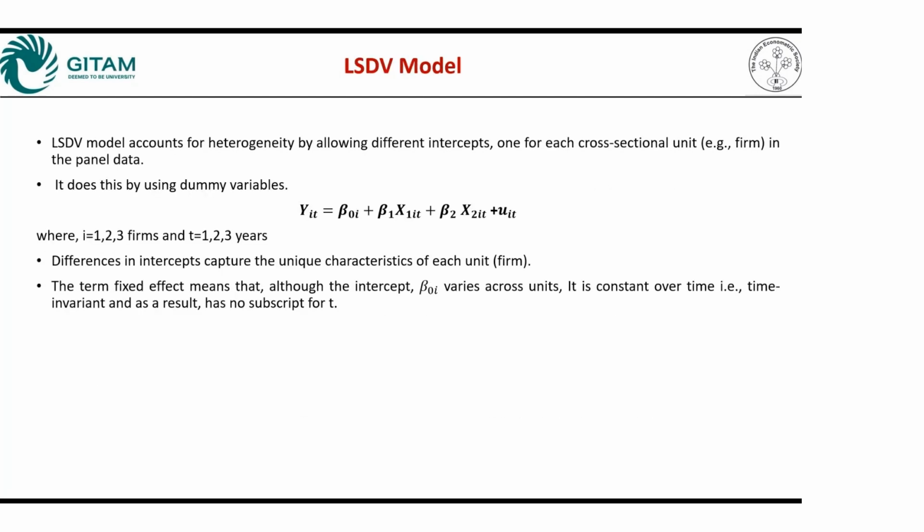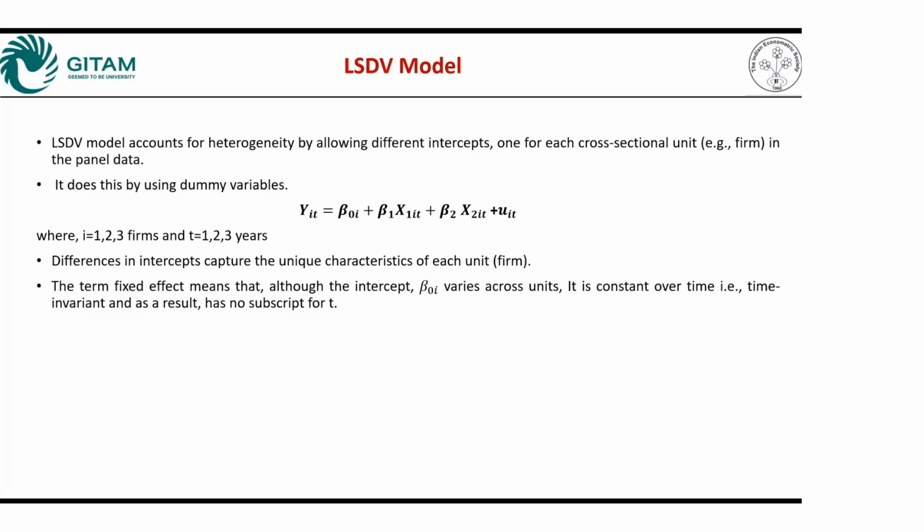Now, a very interesting thing that we will do is the least squares dummy variable model. They have said that, okay, fine, pooled OLS is not good, we are not going to go for it. What we are going to do is use the LSDV model. The LSDV model accounts for heterogeneity. We said there was a problem of heterogeneity; now we are going to account for it.